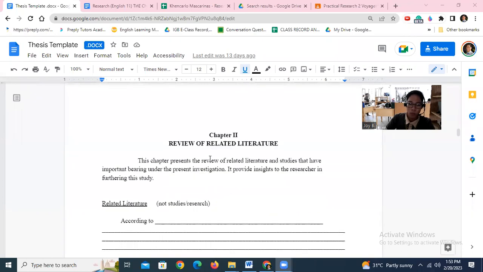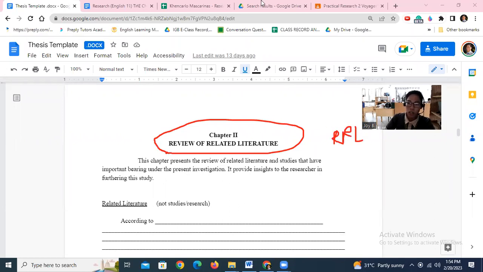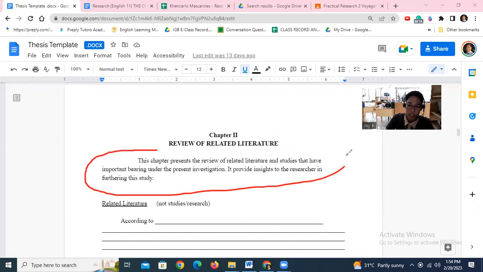So ano ba ang chapter 2? Sa chapter 2, nakapaloob dito ang review of related literature or ang RRL. So you also need to describe, explain a little bit about your RRL. So you can see this one. You can copy this one in the link that I provided in your GC. This chapter represents the review of related literature and studies and have important bearing on the present investigation. So it provides insights to the researcher in furthering the study.